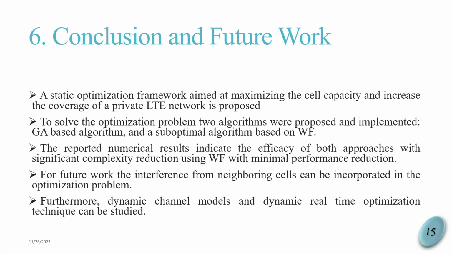As a conclusion, in this paper we proposed a static optimization framework that is aimed at maximizing the cell capacity and at increasing the coverage of a private LTE network. The private nature of the network makes it possible to know the user location and to use the expected channel gain at this specific location in order to perform the optimization. To solve the optimization problem, two algorithms were proposed and implemented: one algorithm based on the genetic algorithm and a suboptimal algorithm based on water filling.